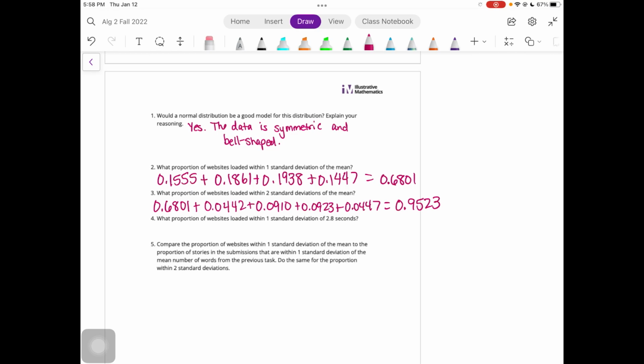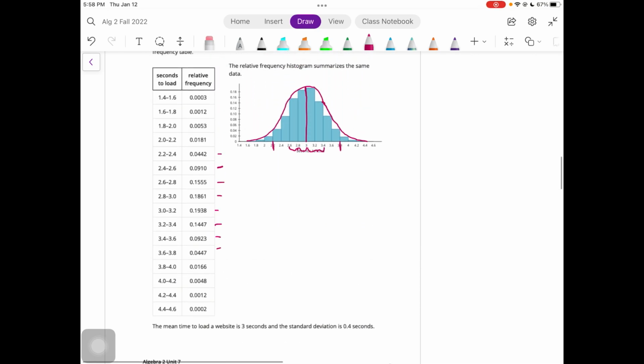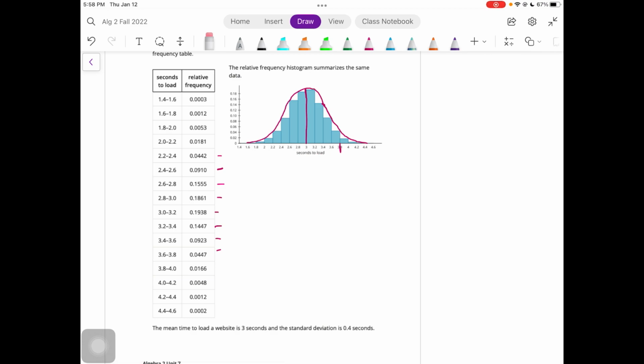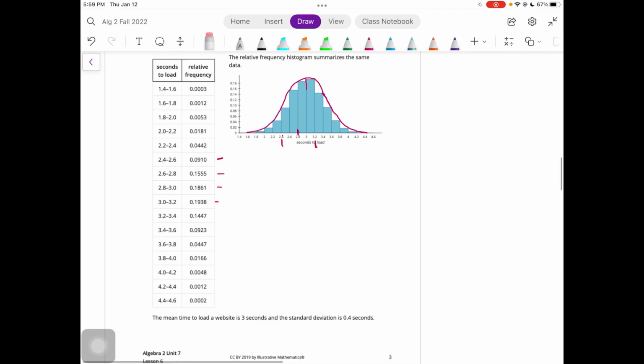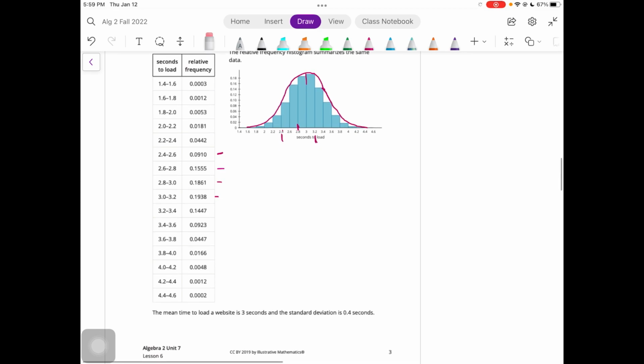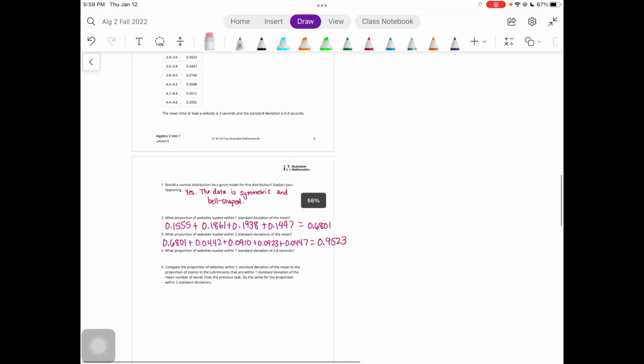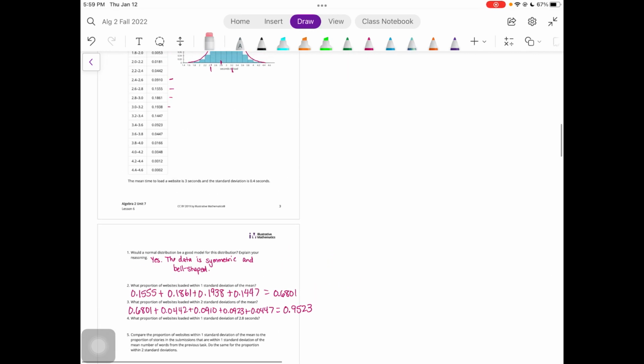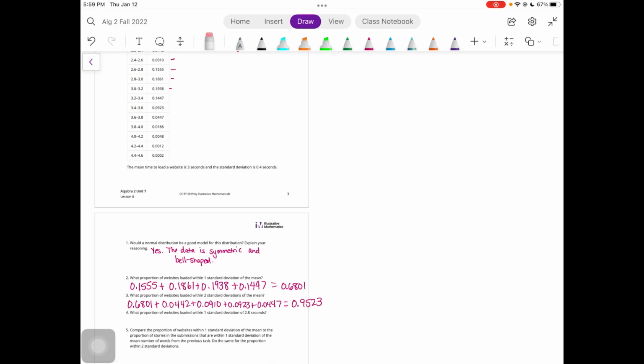And then what proportion are within 1 standard deviation of 2.8 seconds? So let's get rid of this. Now we're looking at 2.8 seconds and 2 standard deviations. So we're going from 2.4 to 3.2. So 2.4 to 3.2, and so that's 0.0910.